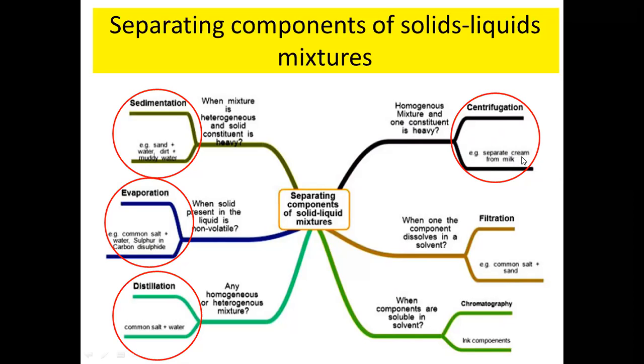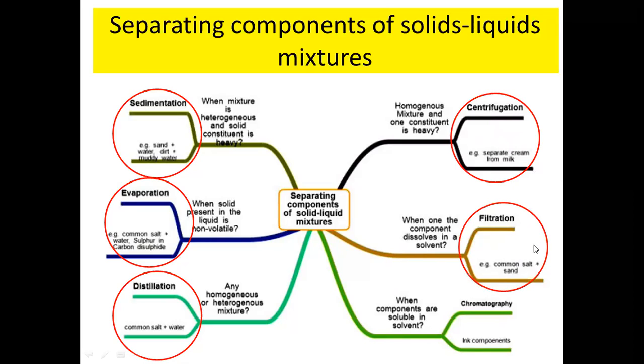An example is separating the cream from the milk, because in the dairy farms they are using this technique to separate the cream from the milk, and then they can actually form the butter and other food materials out of this cream.